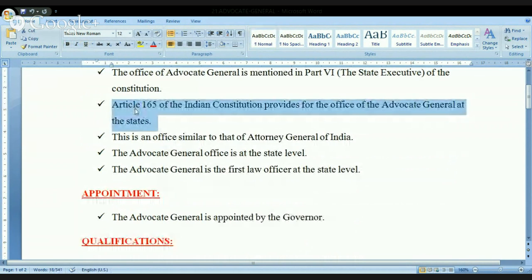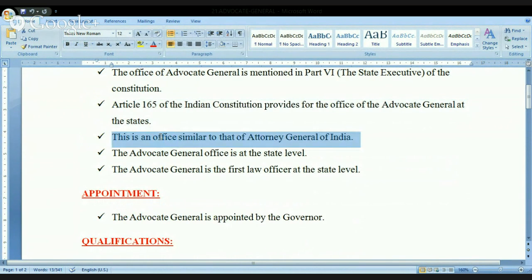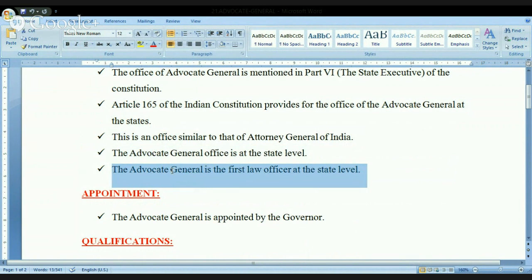If you look at this article, remember the article, a very frequently asked question. Article 165 of the Indian Constitution provides for the office of the Advocate General at the states. So this is an office similar to that of Attorney General. But the only thing is that Advocate General is at the state level. And remember, this point is the most important point. Advocate General is the first law officer of the state. Very, very important. When talking about the Attorney General, I told you he was the first law officer of the country. But here, this gentleman is the first law officer of the state.